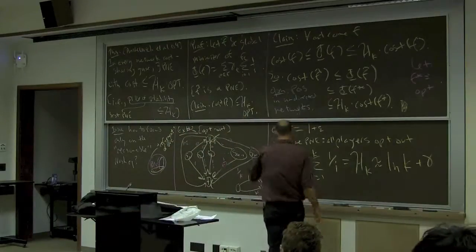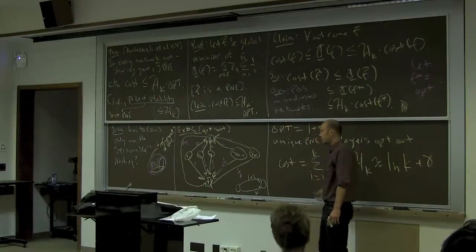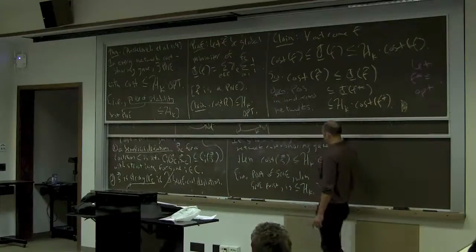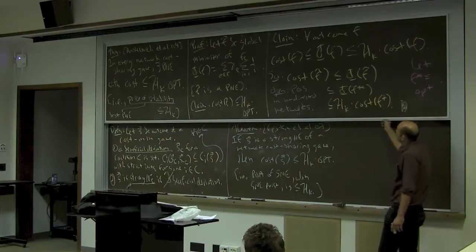So this is an example where a strong Nash equilibrium indeed exists, and it is indeed a factor of h sub k away from optimal. Okay? So this is the best we could hope to prove. So let's prove it.